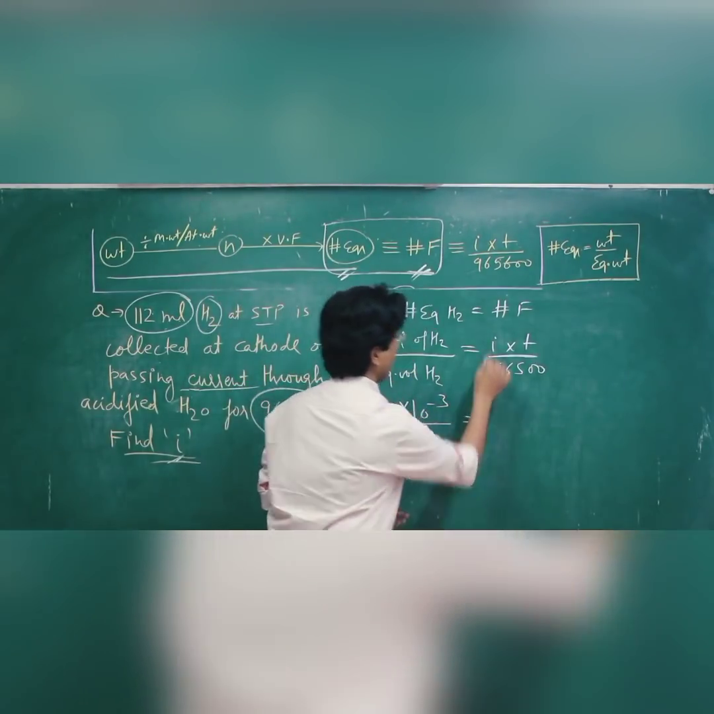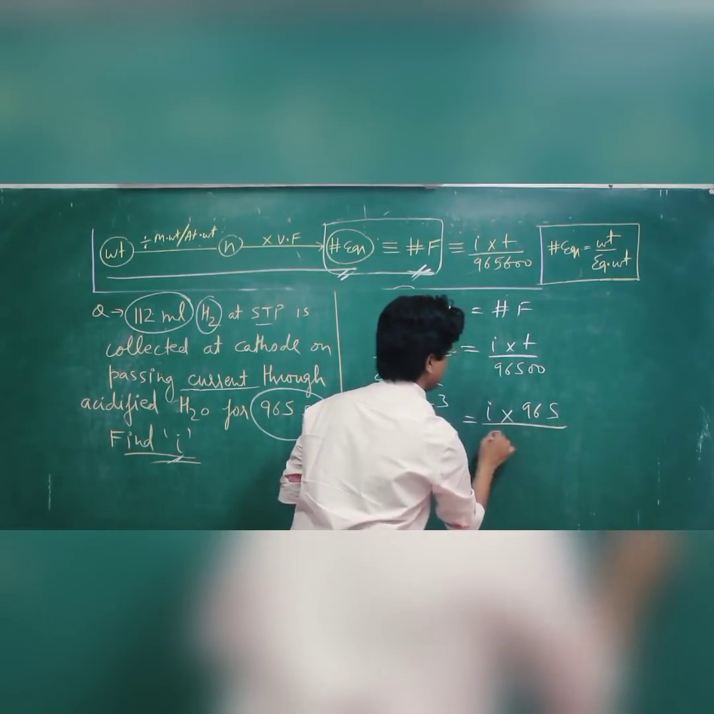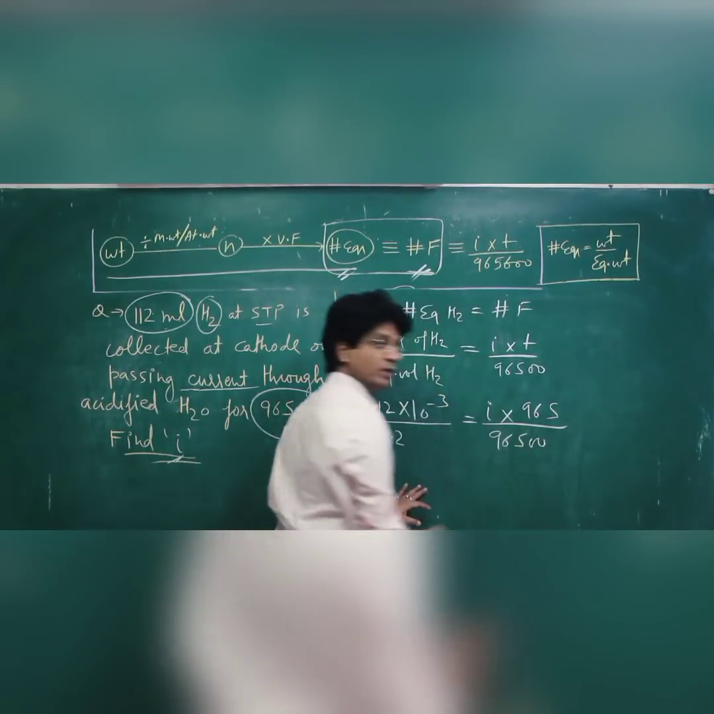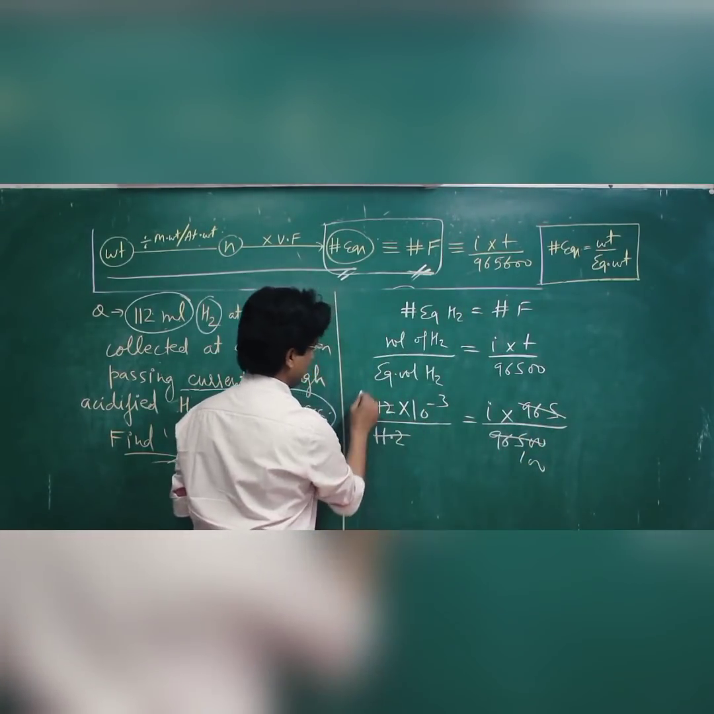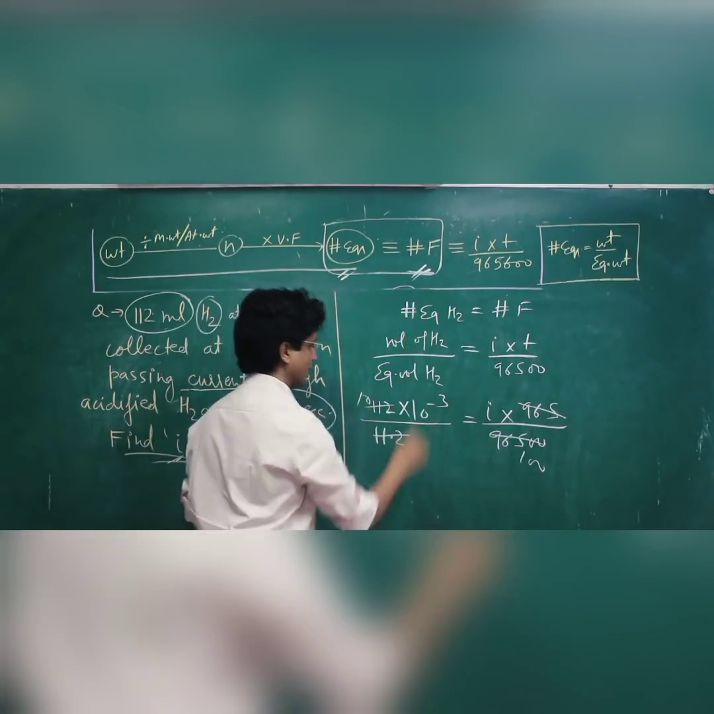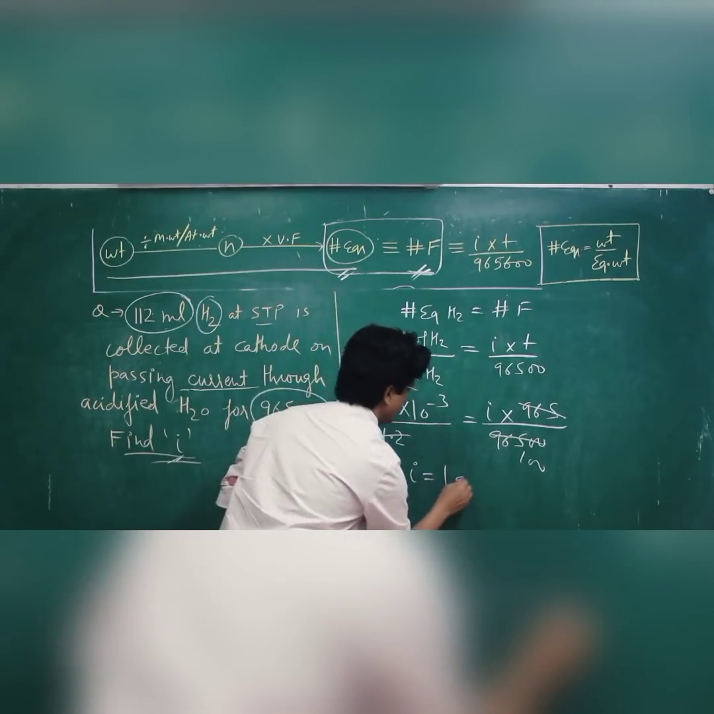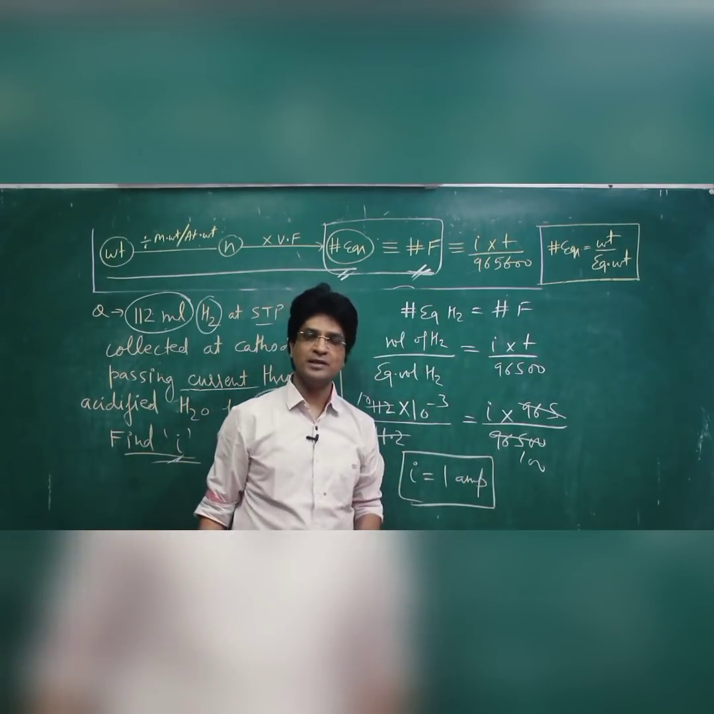Now this should be equal to I, which I have to calculate. Time is given as 965 seconds upon 96500. This will be gone, this will be 100, and this will be 10. When you multiply that, this becomes 1000 into 10 to power -3 will be 1. So I will be equal to 1 ampere. So this is how you can solve these questions easily.